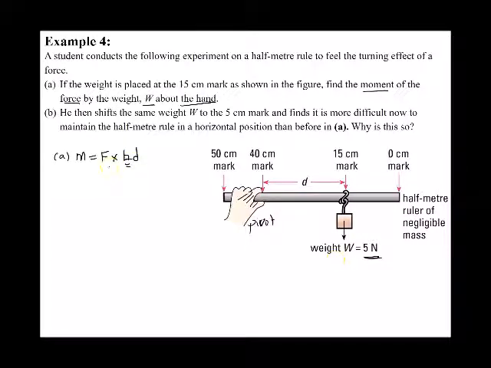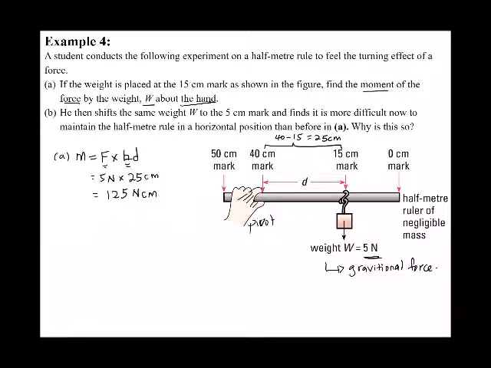Now, let's take a look at what the force is. The force will refer to the weight, which is 5 Newton. We have learned from the previous topic that when we talk about the weight, it's actually referring to the gravitational force acting on the object. So the force is 5 Newton. What about the perpendicular distance? The perpendicular distance here is from the 40 cm mark all the way to the 15 cm mark. So this is 40 minus 15 equals 25 centimeters. So this will be 5 Newton times 25 cm. You will get a value of 125 Newton centimeters.